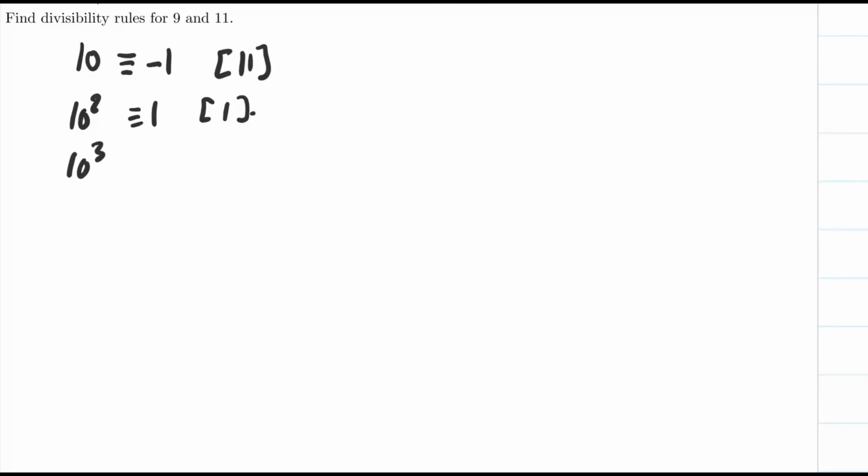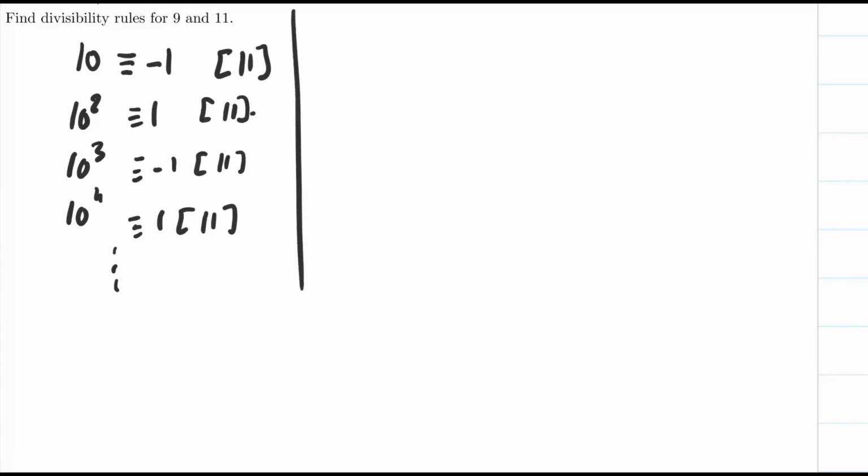Now for 11. 11 is interesting. We want to apply the same method as before, but we want to know what the powers of 10 are congruent to modulo 11. 10 itself is congruent to 10, but I can say also it's congruent to negative 1 modulo 11. We like 1 and negative 1 in congruences. Now 10 squared is congruent to negative 1 squared, which is 1 modulo 11. 10 to the power 3 is congruent to negative 1 to the power 3, which is negative 1 modulo 11. And 10 to the 4 is congruent to 1 modulo 11, and so on and so forth.